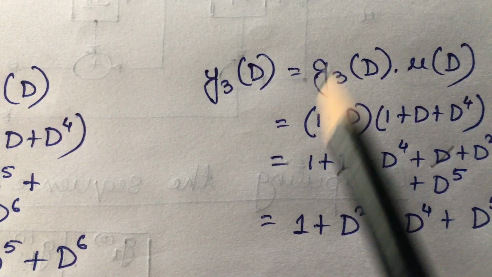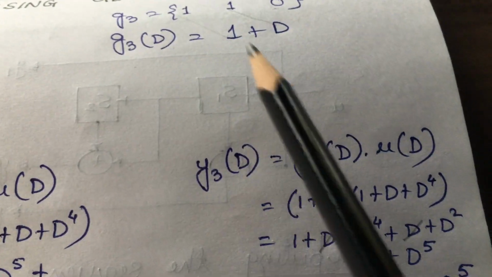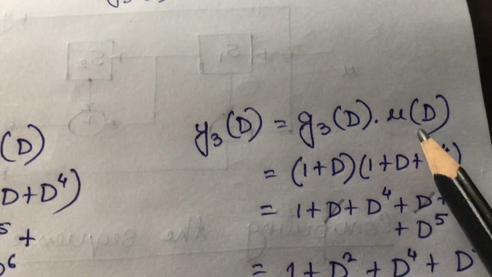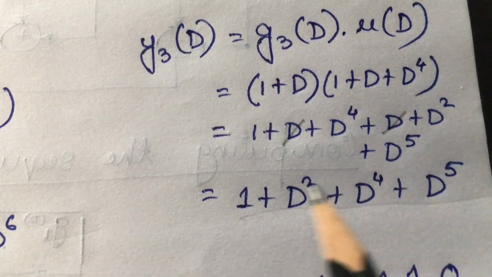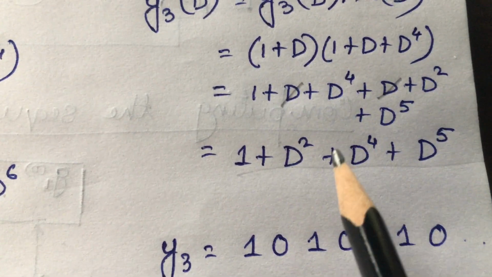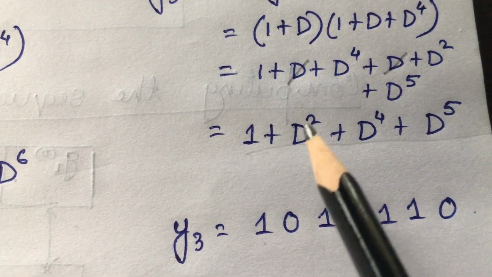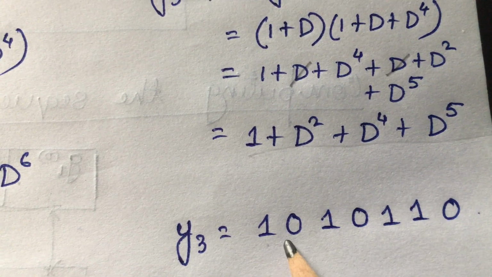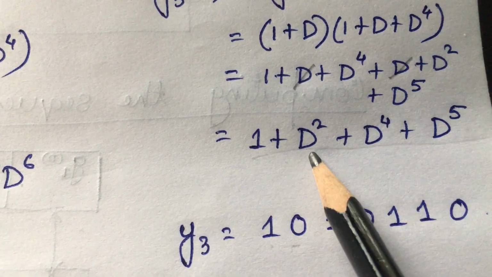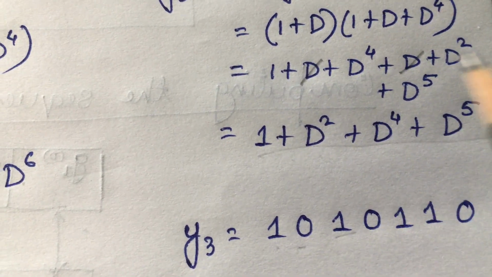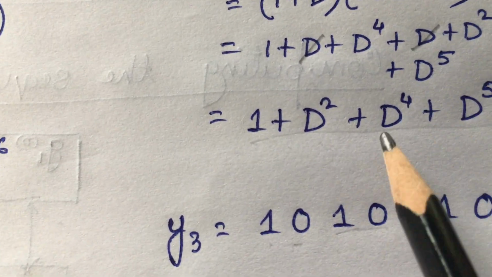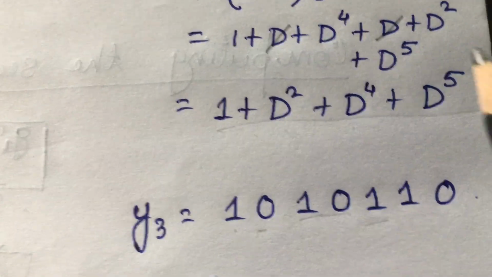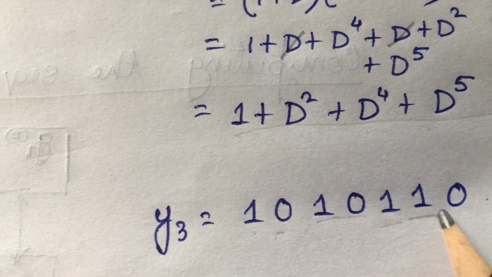Finally, for y3(d), I simply multiply g3(d) by u(d) and I get this polynomial representation, and the bit representation corresponding to this would be 1. There is no term corresponding to d, so I write a 0 over here. I have d square, so I write a 1 over here. The coefficient of d cube over here is 0, so I write 0. Coefficient of d to the power 4 is 1. Coefficient of d to the power 5 is 1.